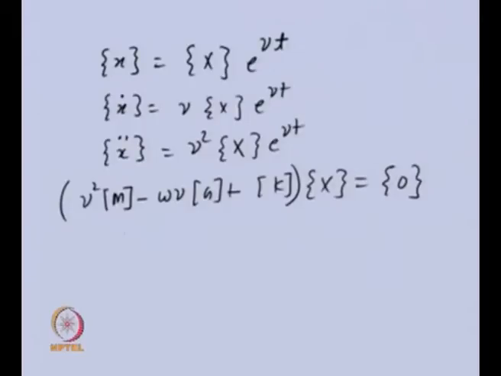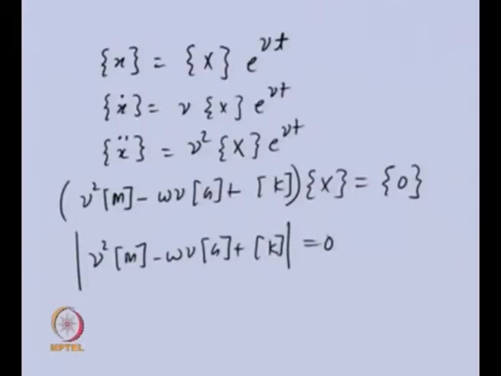Now, in this particular case, one solution is when X is 0, we can satisfy this equation. But for a non-trivial solution, we need to have the determinant of this equal to 0, and if we take the determinant of this equal to 0, we will get a polynomial in terms of whirl frequency nu, and the roots of that polynomial will give us the natural frequency of the system.